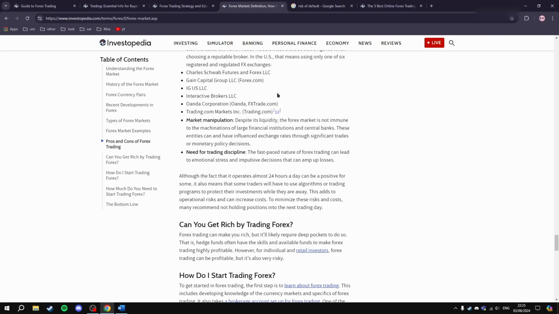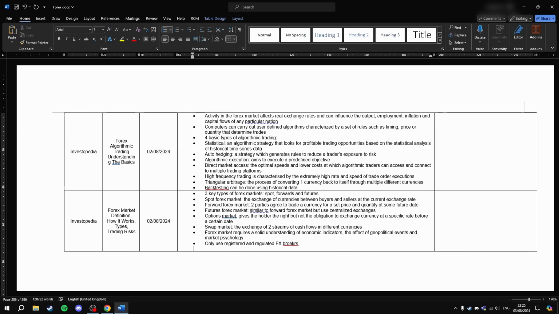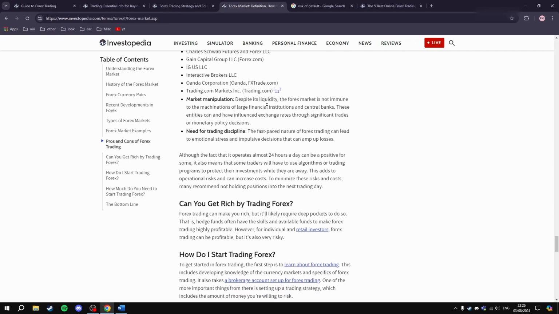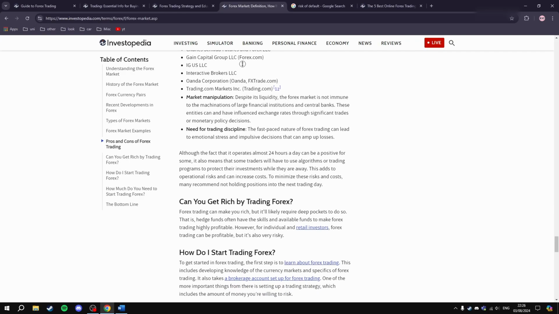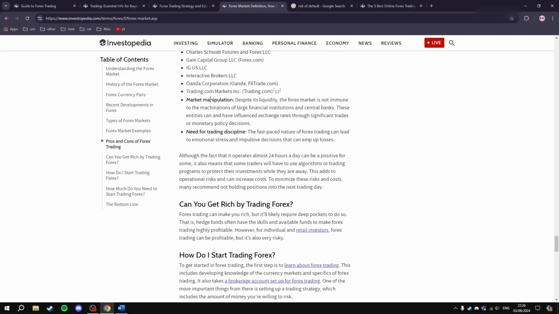So, only use registered and regulated FX brokers. So, Charles Schwab Futures and Forex LLC, Gain Capital Group LLC, Forex.com, IG US LLC, Interactive Brokers LLC, Oanda Corporation, Oanda FX Trade.com, Trading.com Markets Inc.